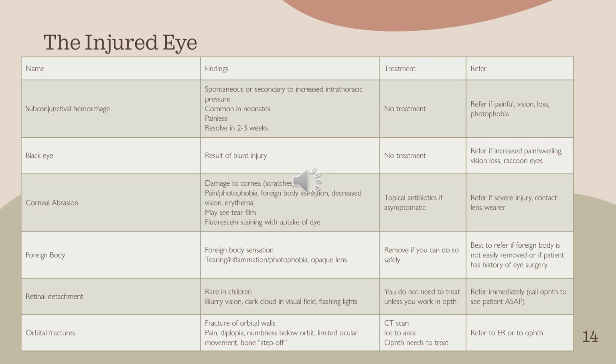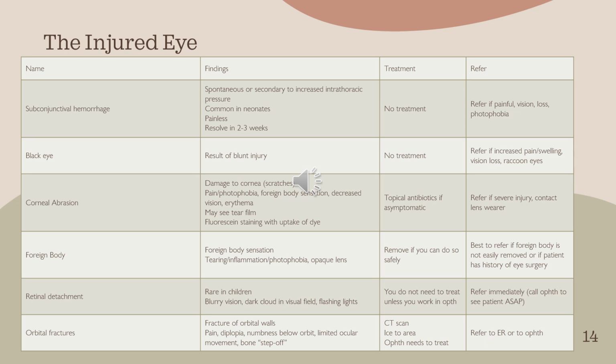The injured eye, it's important to be familiar with these. Children are very accident prone. Teenagers are very accident prone, especially if you have someone that plays contact sports, etc. You're probably going to see this. So we'll start with the subconjunctival hemorrhage. Usually happens in neonates. It's spontaneous or secondary to increased intrathoracic pressure, such as excessive coughing, vomiting. It's usually painless, resolves on its own. You don't need to treat.